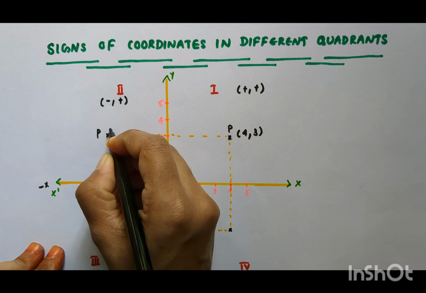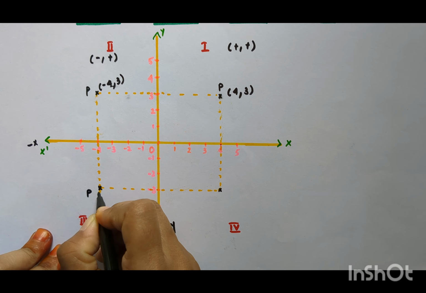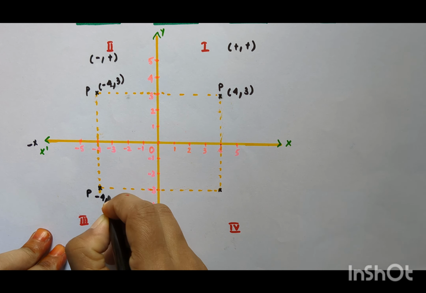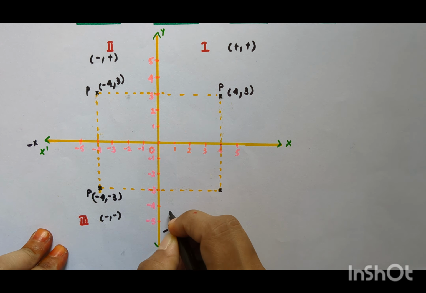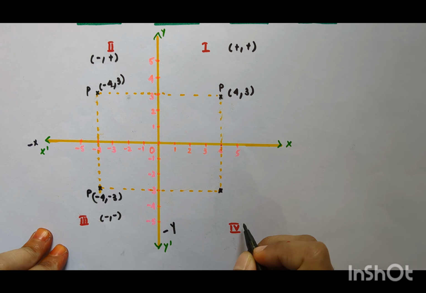Now, if we consider a point in the third quadrant. The third quadrant is enclosed by the negative x-axis and negative y-axis. So a point lying in the third quadrant will have coordinates of the form minus comma minus. That is, the x coordinate will be negative, and the y coordinate also will be negative. So for this particular point P here, the x coordinate is minus 4 and the y coordinate is minus 3.